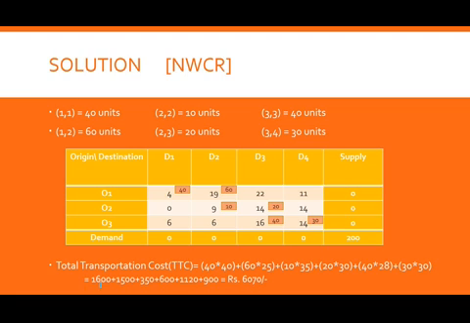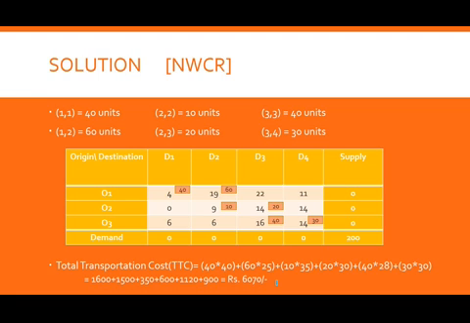So 40 into 40 is 1600. 60 into 25 is 1500. 10 into 35 is 350. 20 into 30 is 600. 40 into 28 is 1120. 30 into 30 is 900. So when you add up all these values, 1600 plus 1500 plus 350 plus 600 plus 1120 plus 900 gives you 6070. So the IBFS TTC using NWCR for this problem is 6070.